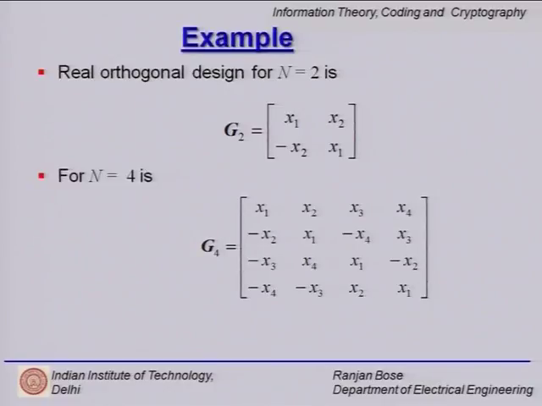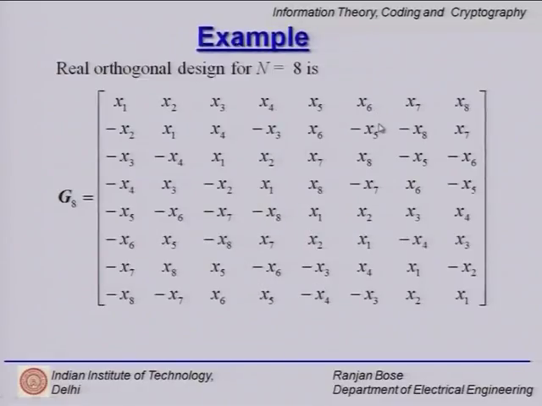We looked at some examples. Well, there are 3 examples possible: G2 for n equal to 2, G4 for n equal to 4. In both of these cases, if you do G2 transpose into G2, you will get elements only along the diagonal, and off-diagonal will be 0. And finally, the example for n equal to 8, which will allow you to transmit 8 symbols through 8 antenna elements in 8 time slots.